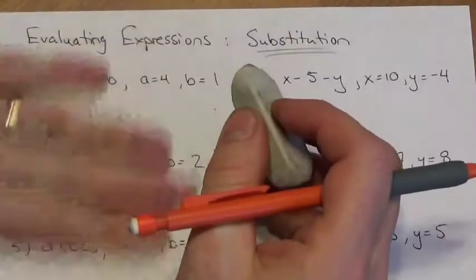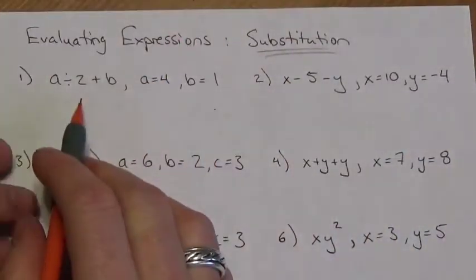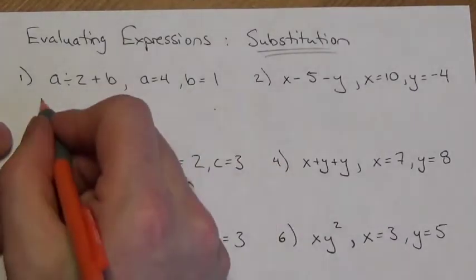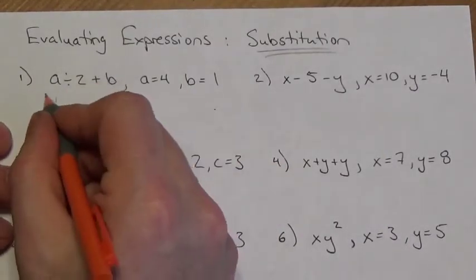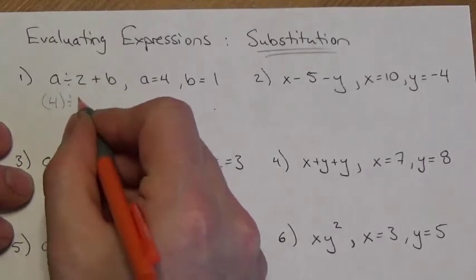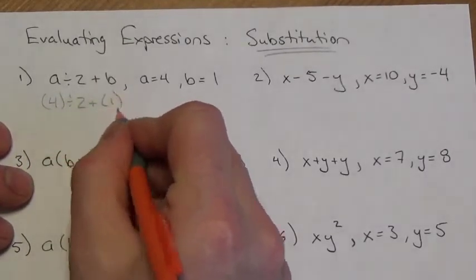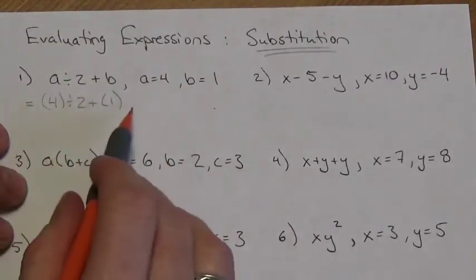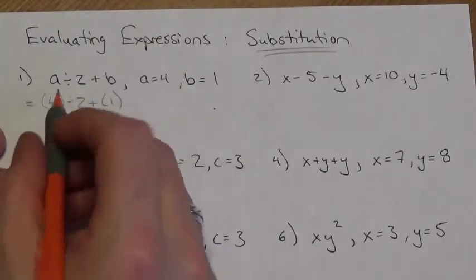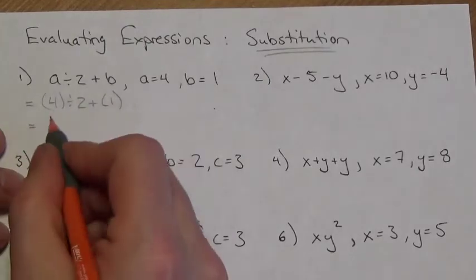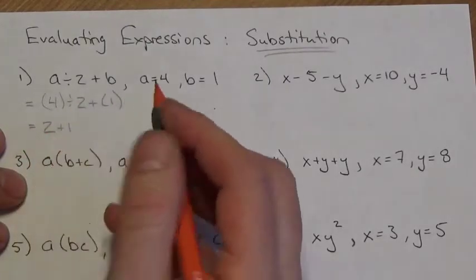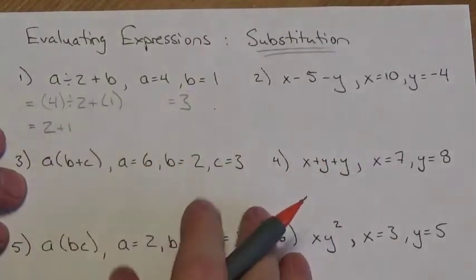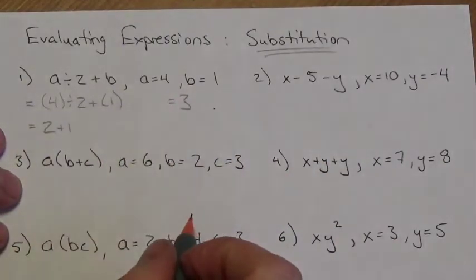Once again, we've got to look at what the expression is telling us to do. We take the value of a, divide that by 2, and then we add b. Well, the value of a is 4. I'm going to divide that by 2, and then I'm going to add the value of b. And then I'm going to make sure I follow order of operations. I'm going to do the division first. 4 divided by 2 is 2, plus 1. And so my answer is going to be ultimately 3 when you plug in those particular values.